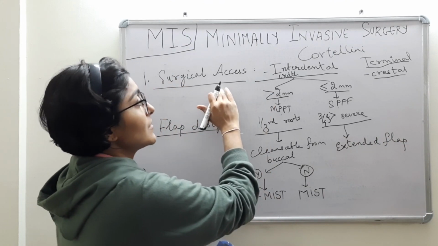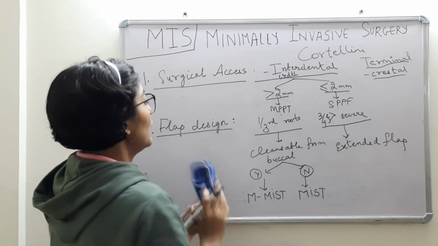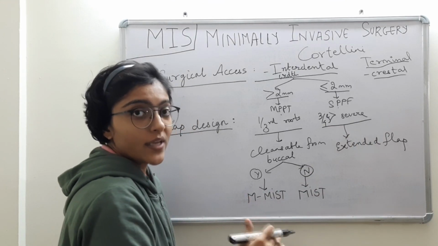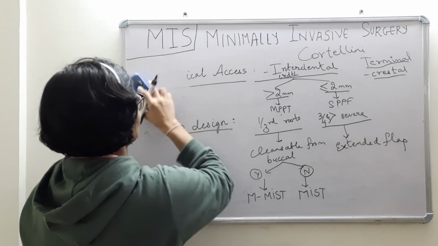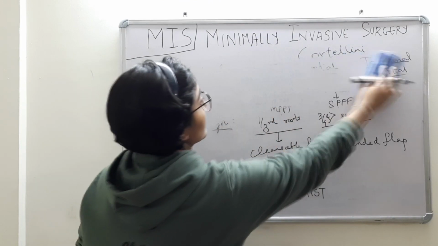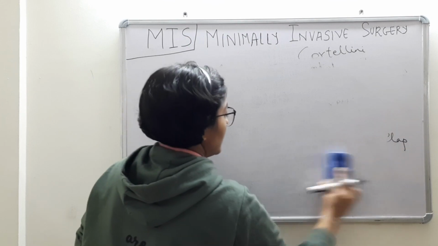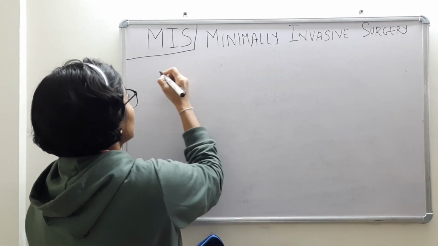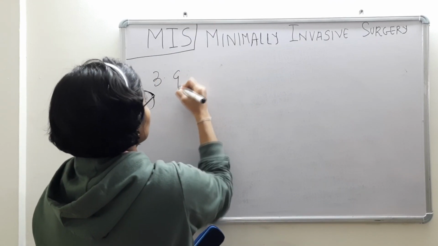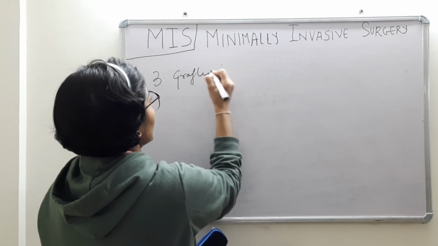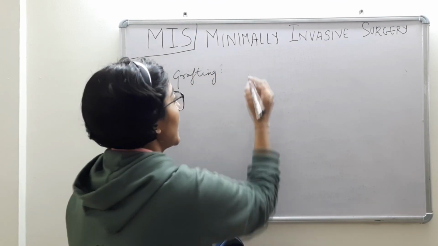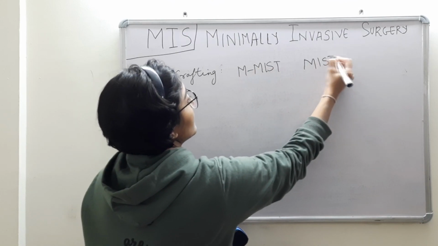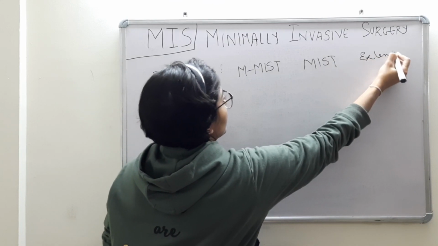Clear till now? The two flow charts. First is the surgical access. Second is the flap design. Remember till here, these three flap designs are now our choice based on the factors considered. Now the third flow chart is the selection of grafting material, and the fourth flow chart is suturing. So for the grafting, remember in the previous flow chart we had three options: modified MIST, MIST and extended flap.